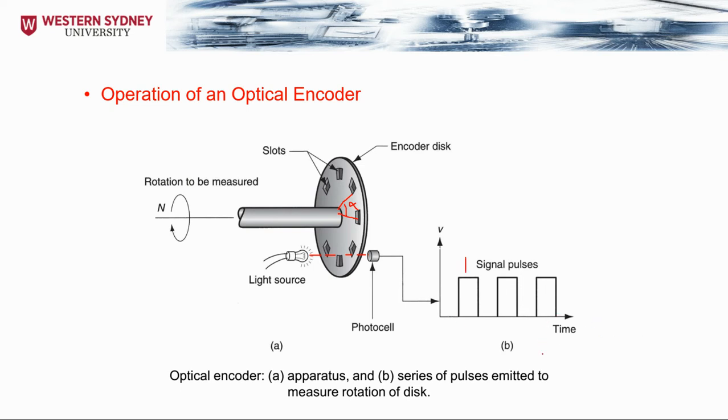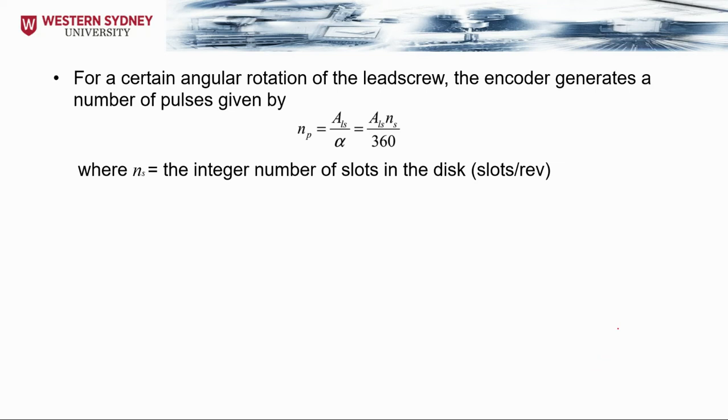We count the number of pulses, and that's what we do in the case of optical encoder measurements. So for a certain angular rotation of the lead screw, the encoder generates a number of pulses given by Np, which is the rotation in degrees for the lead screw, divided by alpha, which is the angle between the slots. Or I can extend that because you know that alpha is equal to 360 divided by Ns, so I can extend this equation to a new form.